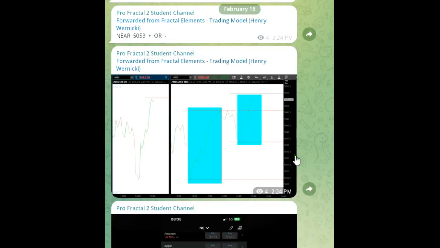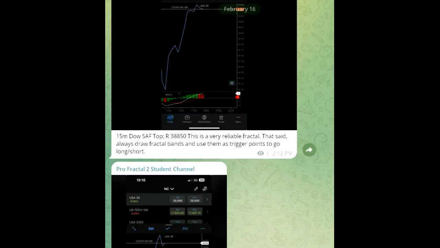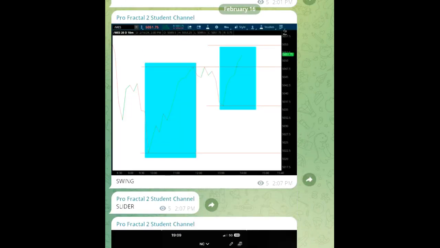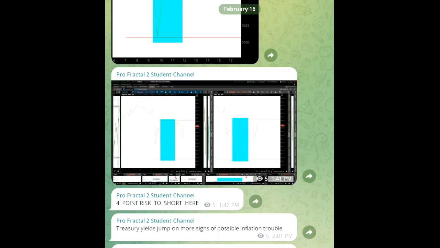And we have a typical fractal top here. I'm looking at some of the trades we did during a week here.